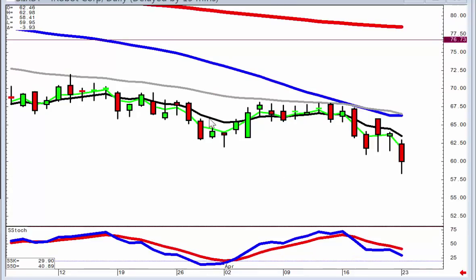And the opposite, the dumpling top, can be identified in our short recommendation on IRBT. You can see how the slow rounding top started showing that the bears are taking control. So you can have both long and short positions in the portfolio based upon the patterns that are being developed by human nature.